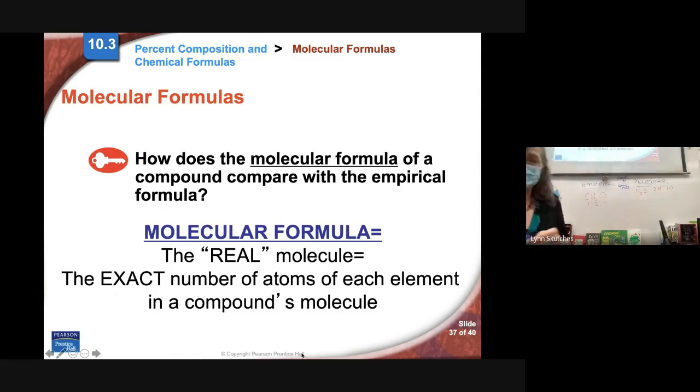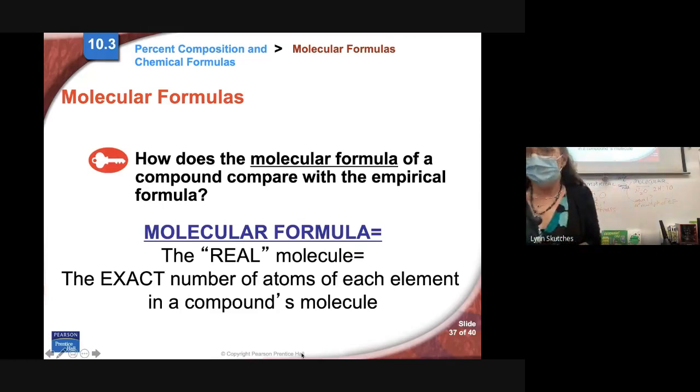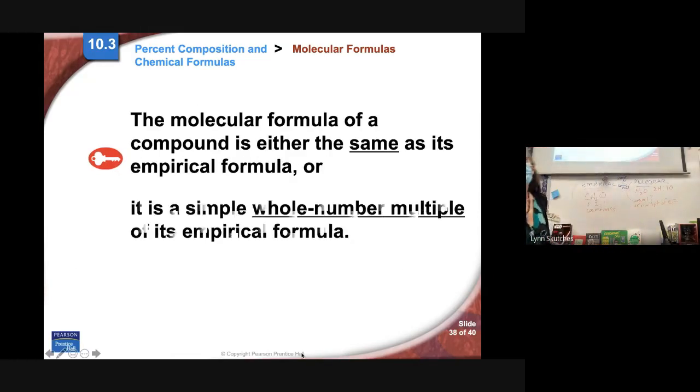Okay. So the simplest way to do this is to realize that this will always be the lowest mass for the empirical. And the molecular is either going to be equal to it or a multiple of it. And it's going to be a simple multiple: double or triple or fourple or 5 times or whatever. I like saying fourple.